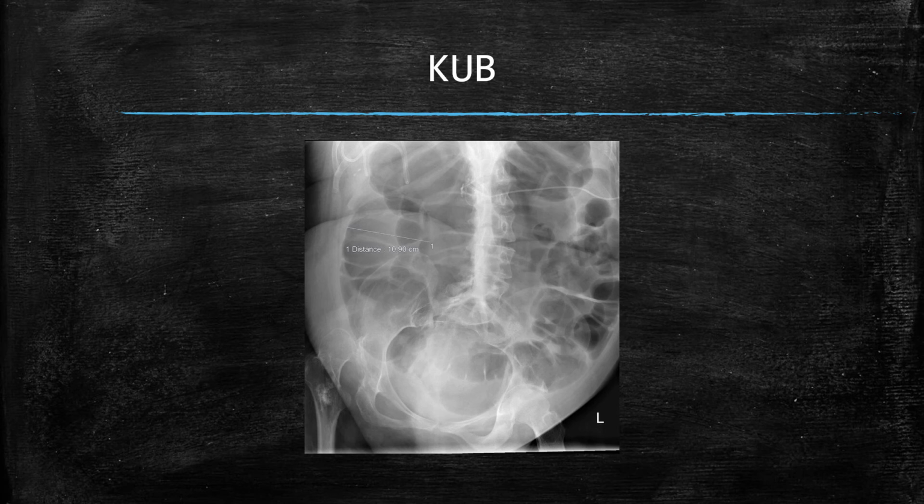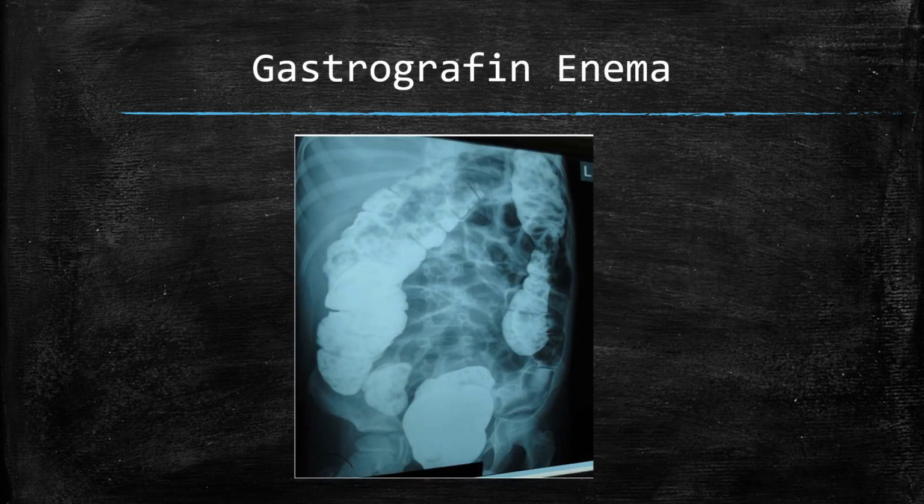A plain abdominal film will often show massive colonic distension. Unfortunately, this is non-specific. This is perfectly consistent with a malignant obstruction as well, so further imaging is usually required. A Gastrografin enema is a useful study for ruling out malignant obstruction, as is, of course, a CT scan.